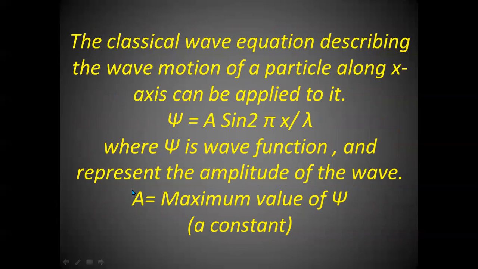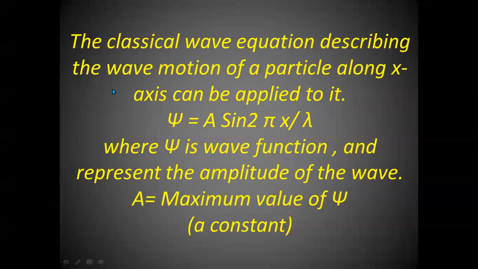Now, according to the classical wave equation, it describes the wave motion of a particle along the x-axis. Why? Because the atom is three-dimensional. According to the atomic models or theories given by Thomson, Rutherford, Bohr, Sommerfeld, etc., we have assumed that the atom has a spherical shape. When the atom is like a sphere, it is a three-dimensional figure.